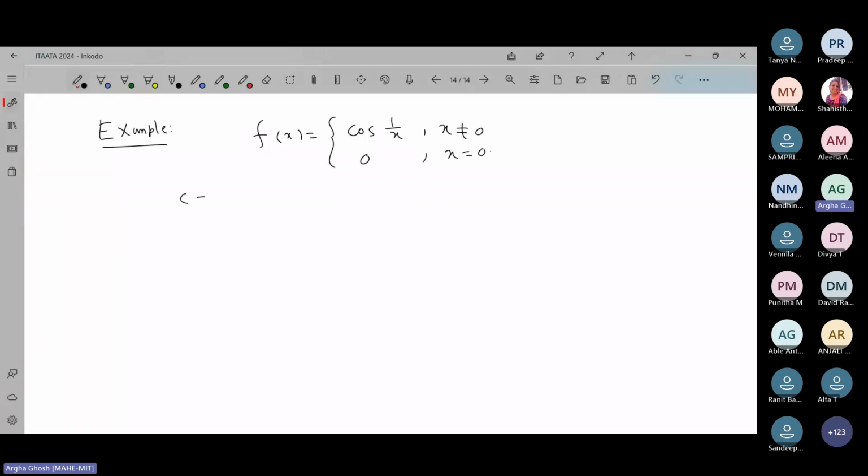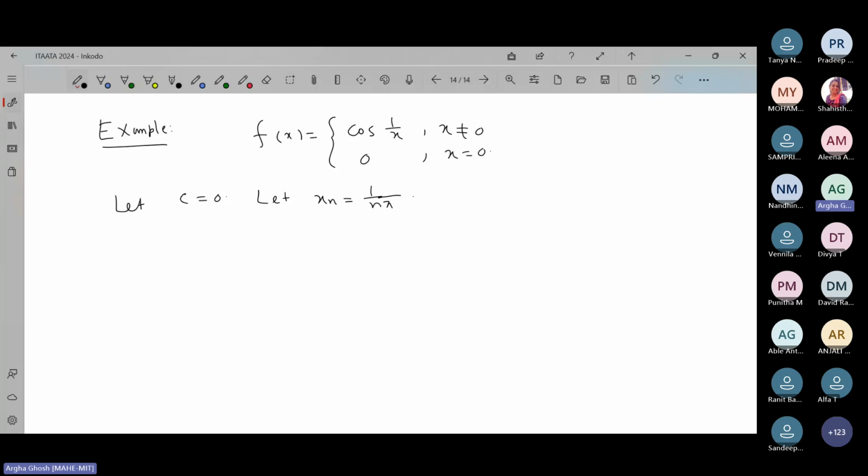Okay, so first of all, c is 0, and xn equals 1 by n. Then we have cos xn, which will be cos n. That is not going to be a good idea. So instead we can take 1 by n pi, so xn equals 1 by n pi.